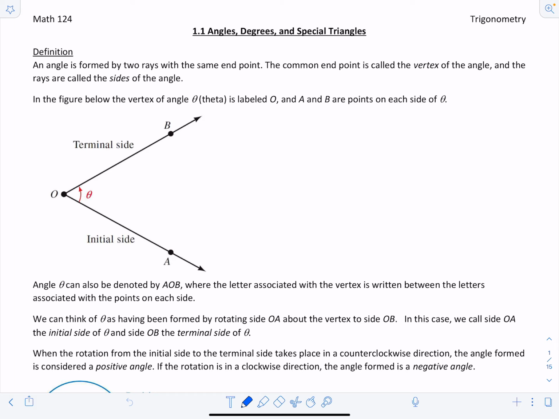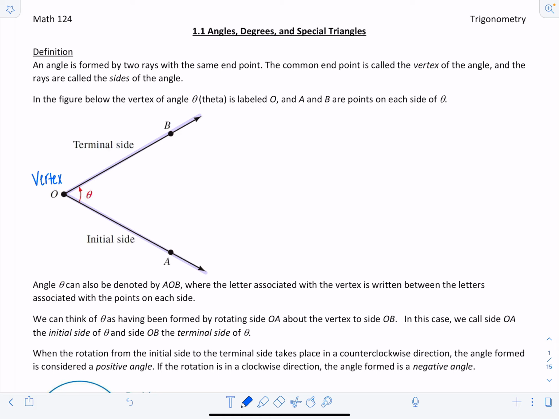An angle is formed by two rays with the same endpoint. So if you can see here, we have drawn two rays. They start at O. One extends upwards, and then the other one's shown to extend downwards. We're labeling the initial point where they start, or the common point, O. This common endpoint is called the vertex of the angle. So right here, this is the vertex. And the rays are called the sides of the angle.